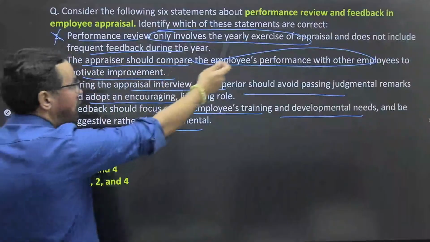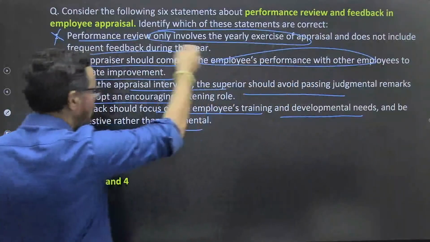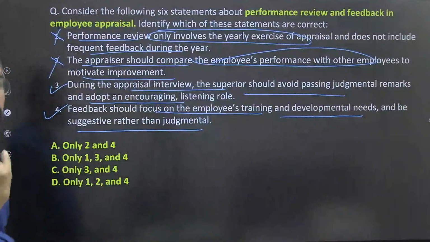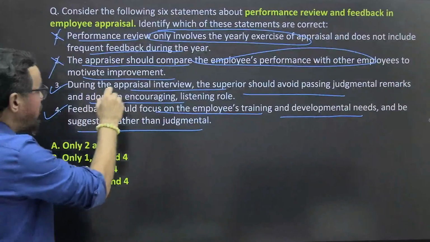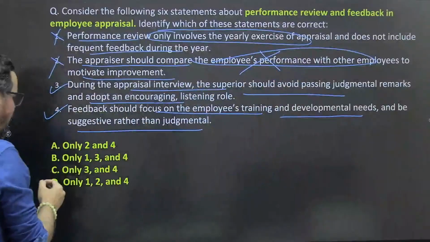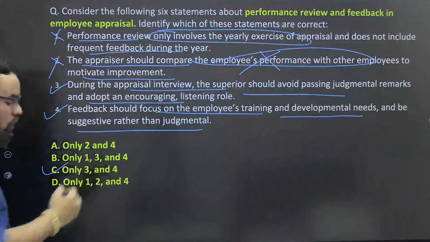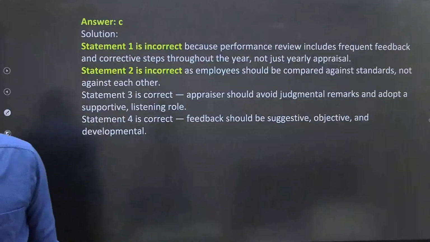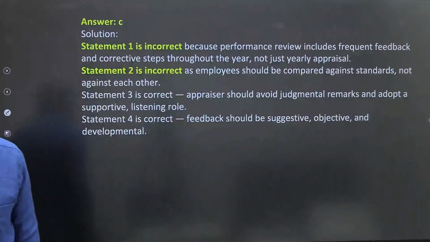ठीक है, only on आपका yearly, no, this is not going to help. एक साल तक वेट करोगे तो फिर तो बहुत गड़बड़ हो जाएगा. The appraiser should compare the employees not with others, with KPI should be the right approach. So 3 and 4, आपका C should be the right answer for this particular one. Very good. Only Munna sir is answering.